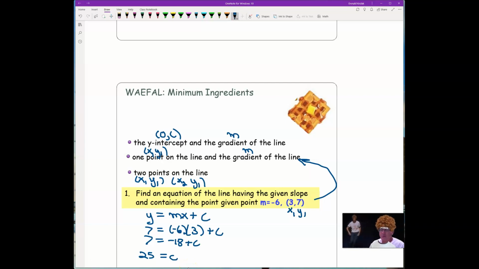So that's my y-intercept. So my equation would be negative 6x plus 25. If I wrote it in function form, it would be f of x equals -6x plus 25.